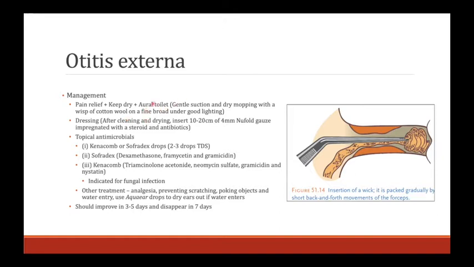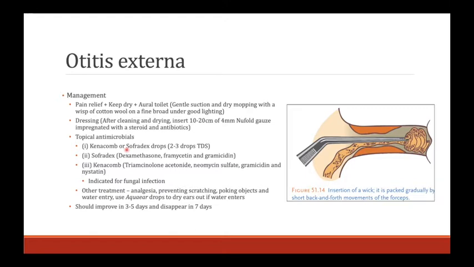One of the mainstays of treatment is something called an oral toilet, which is essentially a gentle suction and a dry mopping using cotton wool. And this, again, can be done in the GP's office. Once we do all of this and we're satisfied that the area itself is quite dry, we can use a little bit of dressing, which is impregnated with steroid and antibiotics. So they take some gauze that's dipped into a mixture of steroid and antibiotic cream, and the GP just puts that in the ear for a little bit, kind of like that image shows.